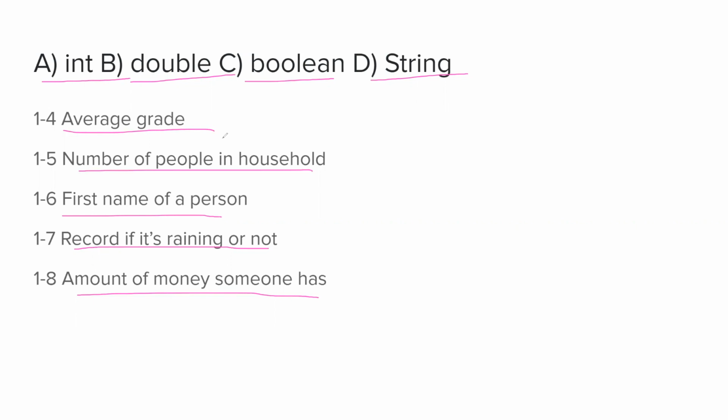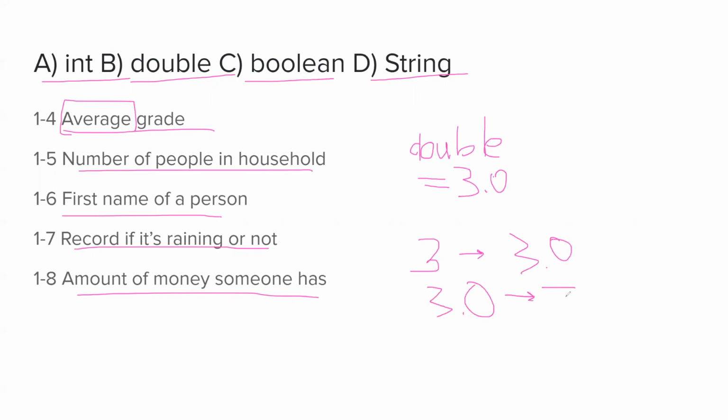Okay, I hope you guys finished. Let's start. Average grade. When you have an average of something, you'll sometimes end up with a decimal. And one more thing to note: doubles can be 3.0. Integers can be doubles, because if I have an integer of 3, it's just 3.0. But a 3.0 can't go back to 3. That'll give you an error.